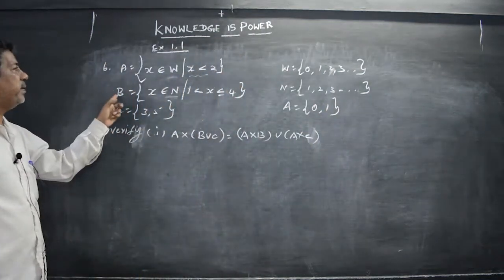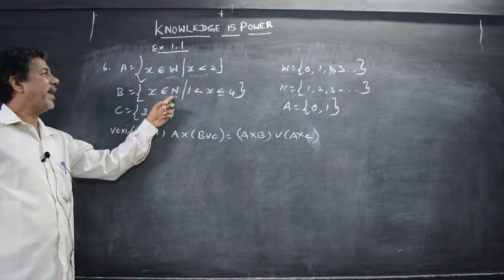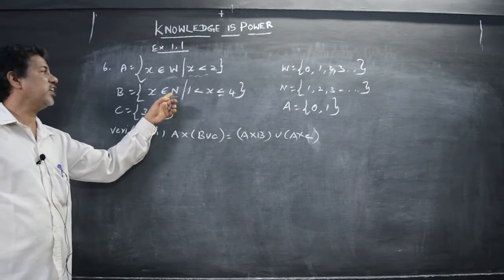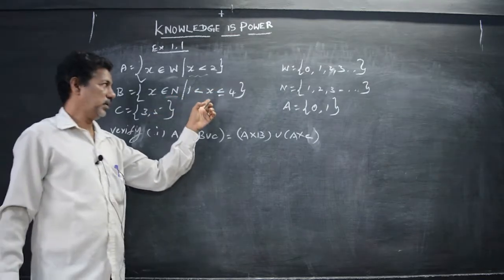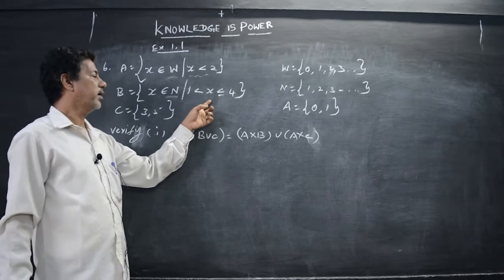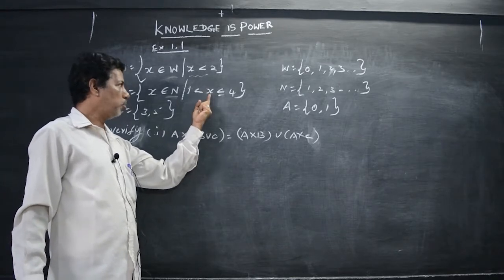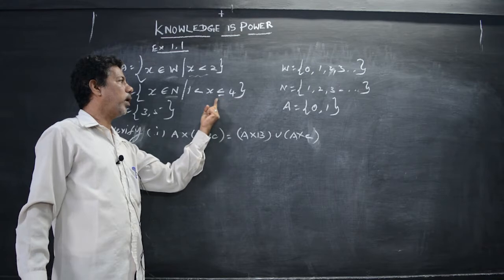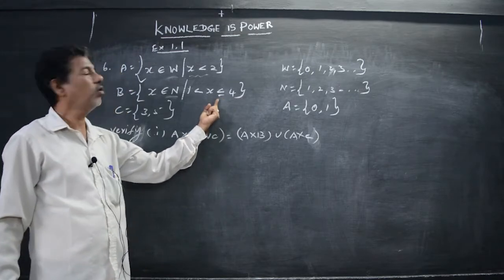Next, B set. I told N belongs to natural numbers. It represents a natural number, but see the condition they have given. X should be greater than 1 and less than or equal to 4. Less than or equal to 4.